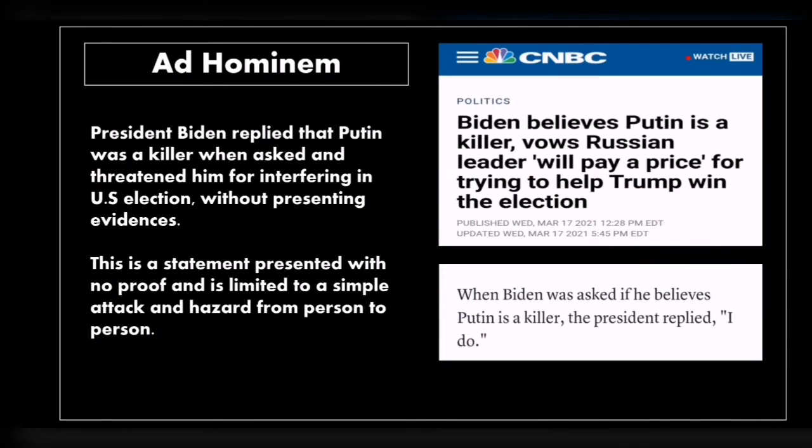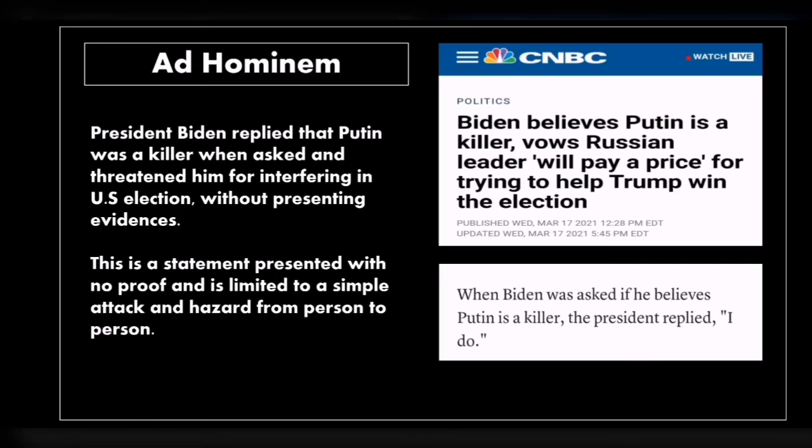Ad hominem. An ad hominem fallacy is when a person doesn't refute another person's arguments or points of view, but instead that person offends, insults, or attacks the other person directly. In politics, there are sometimes false accusations between politicians. This is an example from a CNBC article. The title says, "Biden believes Putin is a killer."